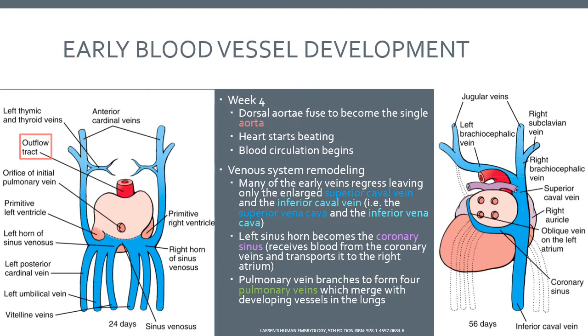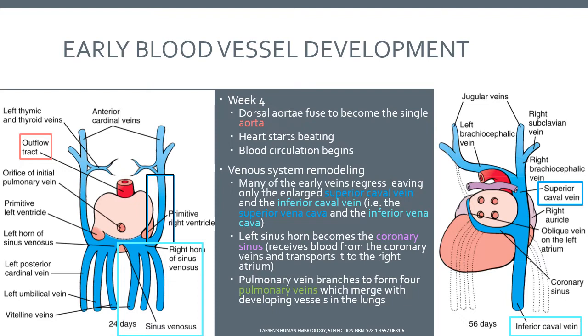Now, initially you have a lot more veins than you're ultimately going to have, and many of them are going to regress. But in looking around the region of the heart, a lot of those early veins are going to disappear or regress, and one of them, in particular, is going to enlarge, and that's going to become the superior caval vein, also called the vena cava. There's also the inferior caval vein, or the inferior vena cava, that's one of the major vessels of the heart.